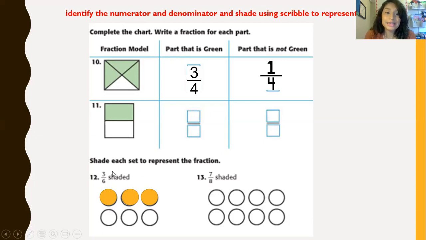Also, I'm asking to shade the parts. How many parts are shaded? 3 parts are shaded out of 6. Now, friends, remember that I said if you think this is easy peasy, I need you to reduce this fraction. 3 can be easily divided into 6.